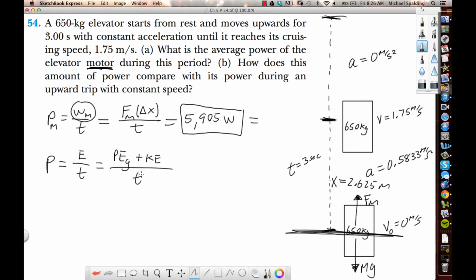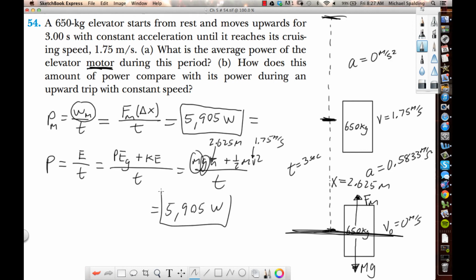So this is going to be potential gained plus kinetic gained. So we go mgh plus 1/2 mv squared over the time. And then you plug into this, you're going to get the exact same thing. So we have the mass. We have gravity. What's the h here? 2.625. What's that velocity? 1.75, right? Time is 3. You punch into this, you're going to get the exact same thing. So you could look at it as energy gained per time. Does that make sense? Okay.